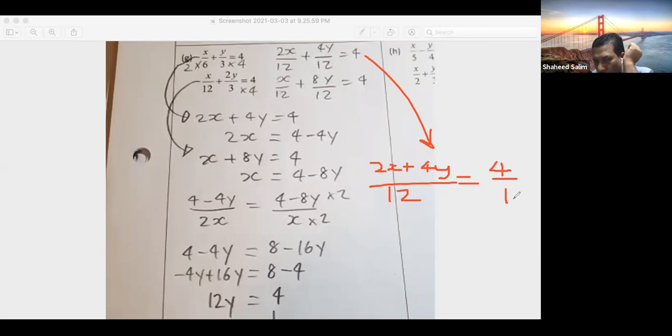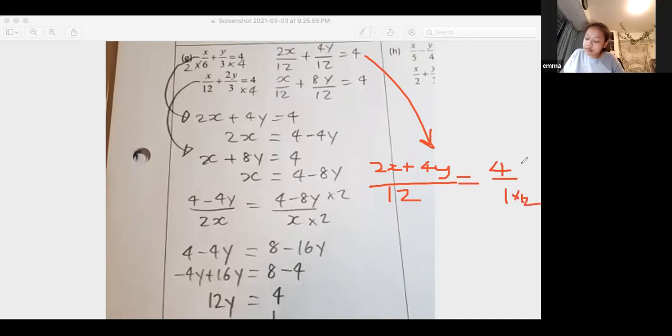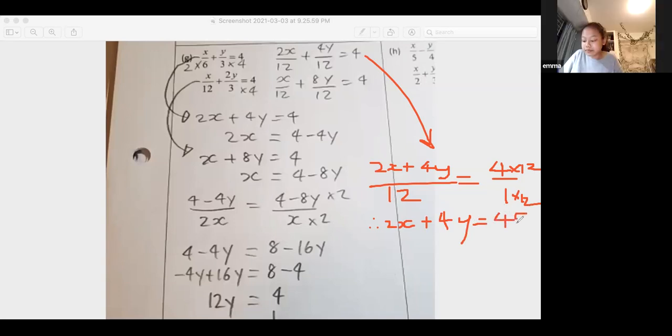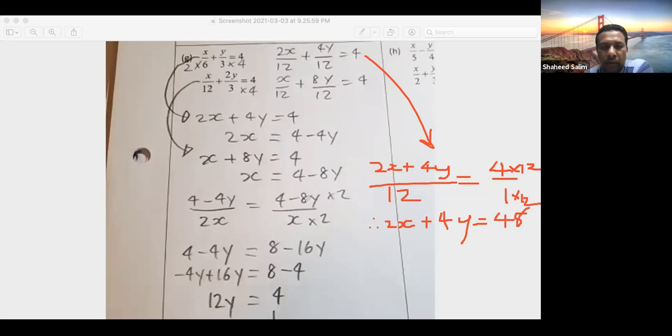Yeah. This has to be over 12 first. So I times the bottom by 12. This times by 12 also becomes 48. Now when you write it, therefore 2x plus 4y is equals to 48. This is then correct. Do you understand, Emma? Yeah. Okay, so the same thing for the other one, this one also. The other equation, you do the same thing. Over 1 and make it over 12.